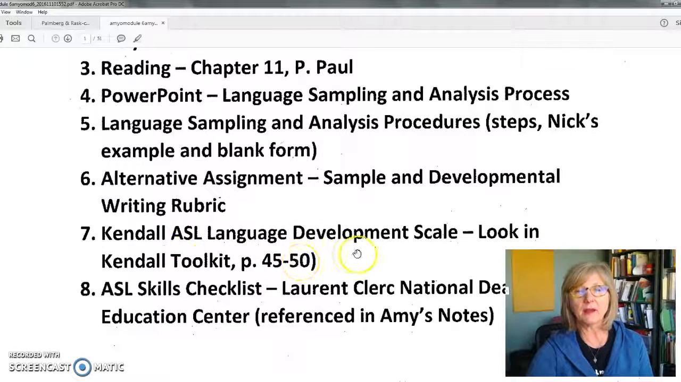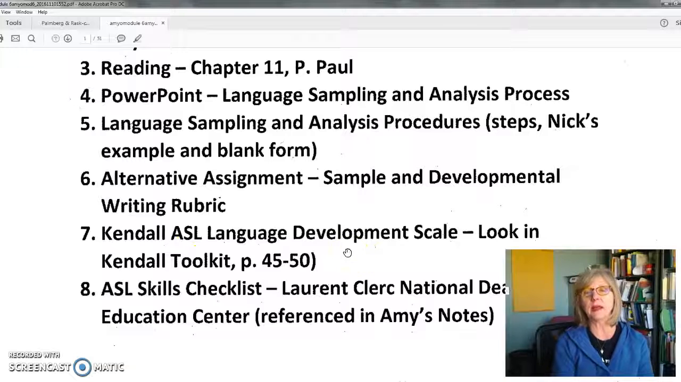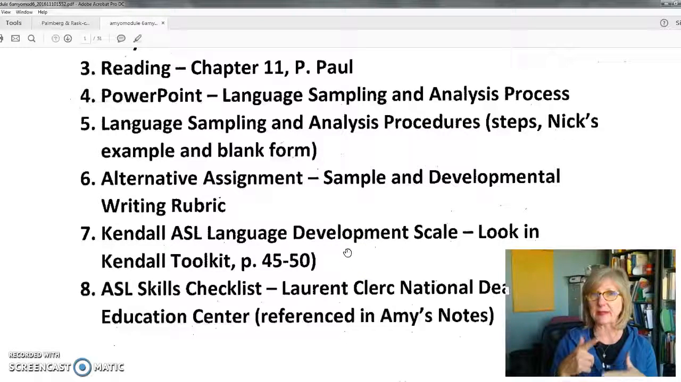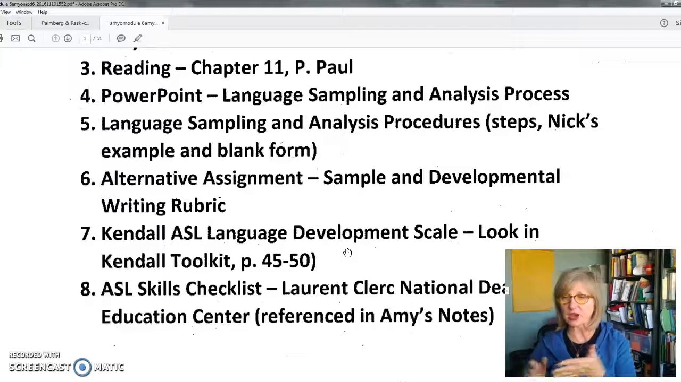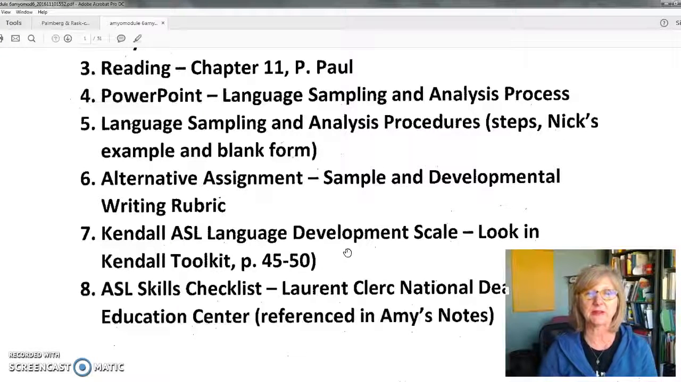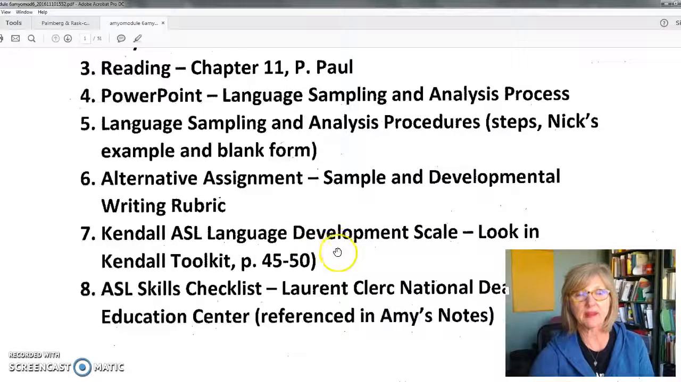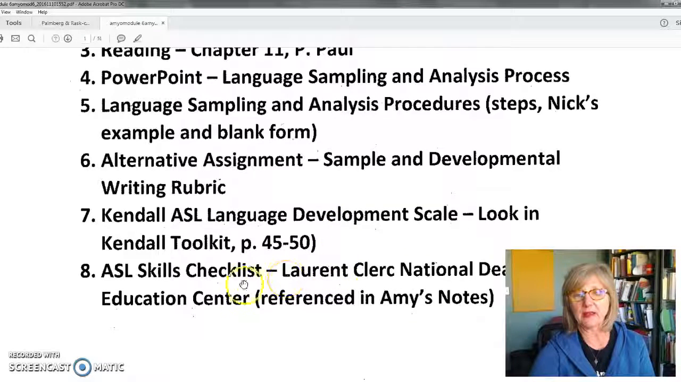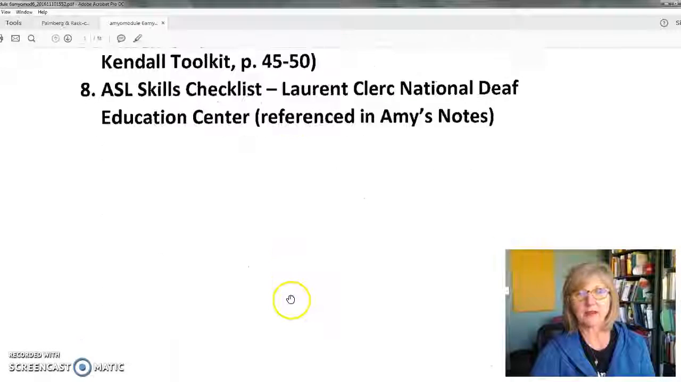Then I also include, because we'll talk a little bit about the role of students who use ASL through the air and who then write English, how you try to balance and use both of those skills that a student has. But you have to know something about their ASL language development. And then there's another ASL checklist that I think is helpful for that as well.